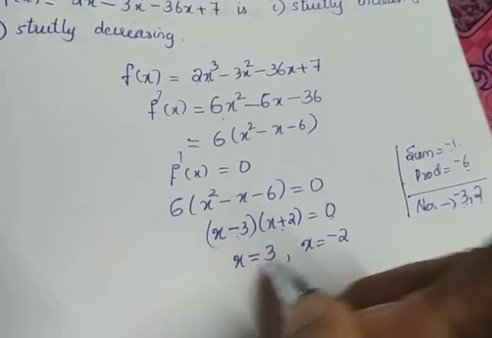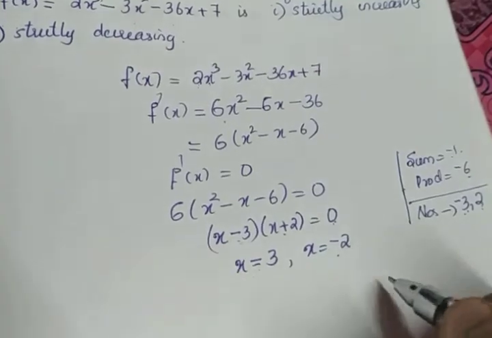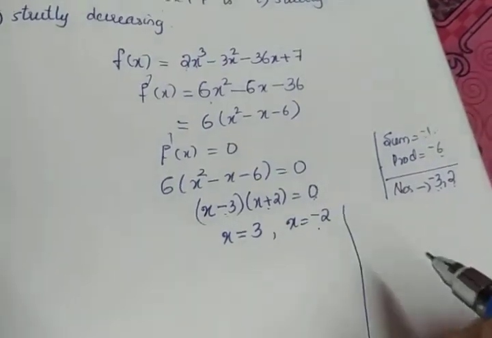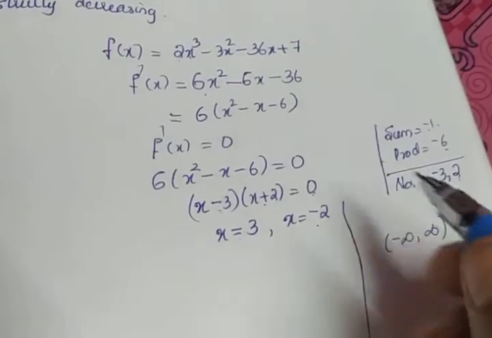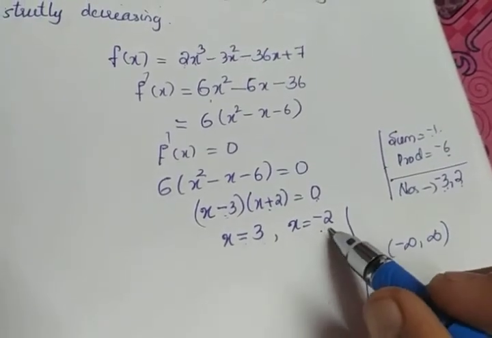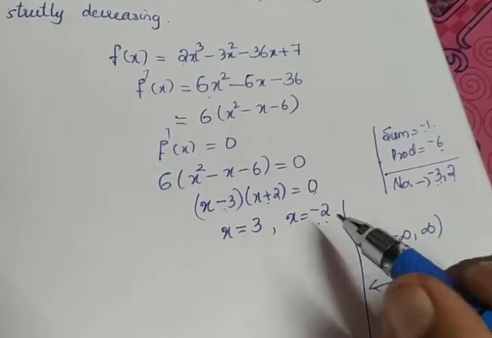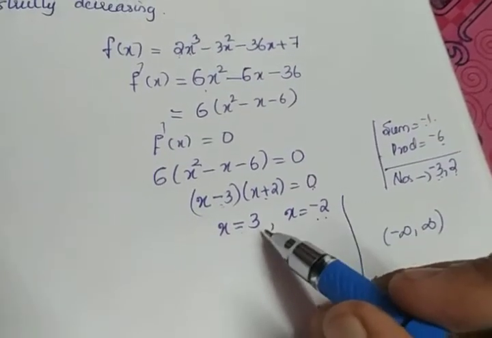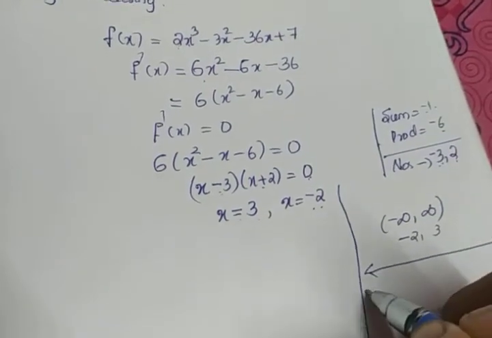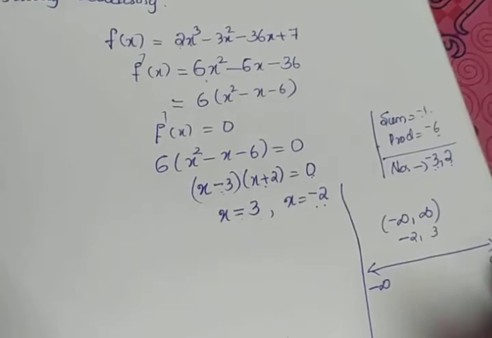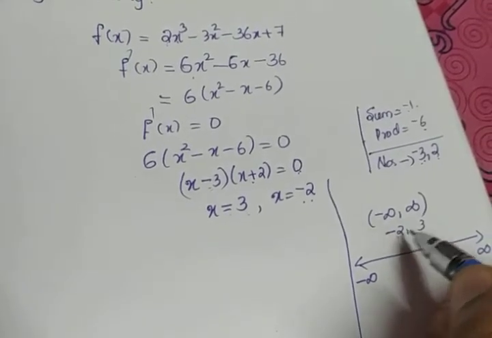So we got two values for x. In the previous question, there was only one value. Here we are getting two values. Again, we will take the interval, which is minus infinity, infinity. And we got the values of x as 3 and minus 2. Arrange the numbers which we got as x in ascending order: minus 2, 3. So break the interval; here it is minus infinity, here it is infinity.